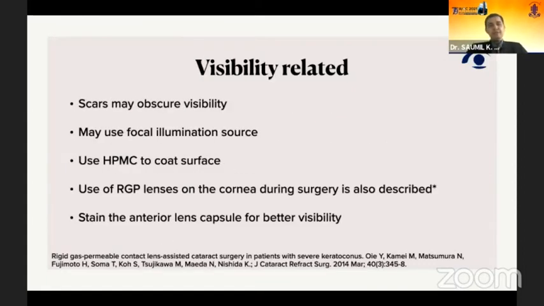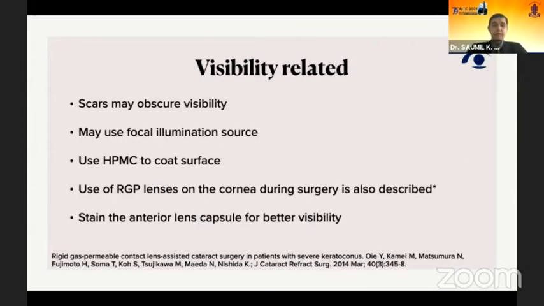Visibility related considerations: scars, of course, obscure visibility, and use a focal illumination source rather than a diffuse microscope illumination. Using HPMC to coat the surface will not only smoothen out the surface, but also magnify to a certain extent. So it'll give you a good outcome.